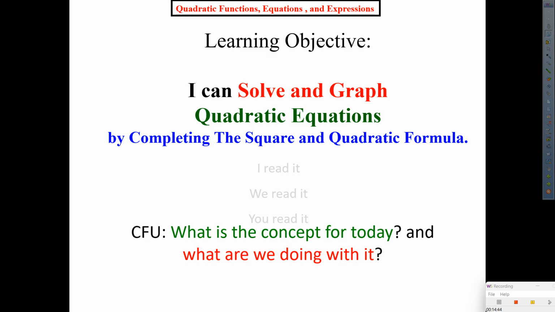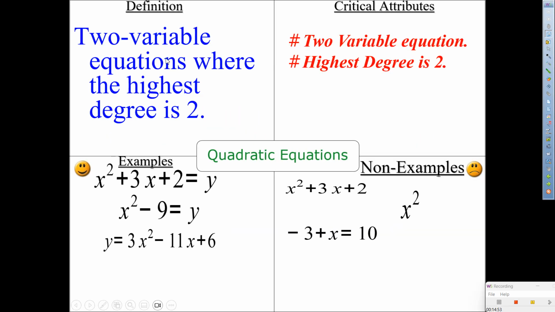Good communication. All right, yeah. So quadratic equations are what? Two variable equations where the highest degree is 2. Okay, we got that. Then from there, I did an intro, look up, with tiles.